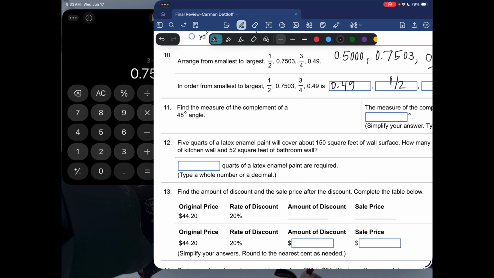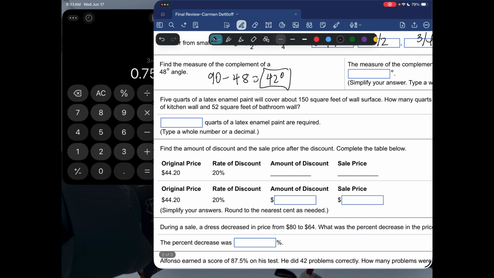Number 11, find the measure of the complement to 48 degrees. What are complementary angles? What do we know about them? They add up to a right angle, because it's always the right thing to do to give someone a compliment. So 90 minus 48 equals the complementary angle, which is 42 degrees.